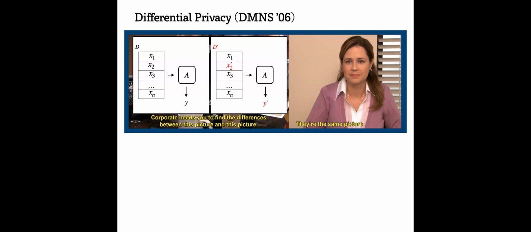Consider these two pictures. On the left, we have a dataset D of data points x1 through xn. On the right, we have a dataset D prime that's a copy of D where we just change the value of one of the data points. So if algorithm A is differentially private, then what this means is that to an attacker, these two pictures look the same. In other words, if an attacker didn't know whether the algorithm was run on D or D prime, it can't use the algorithm or the output of the algorithm to figure that out.